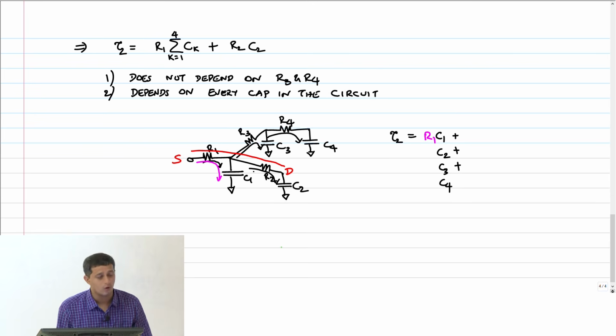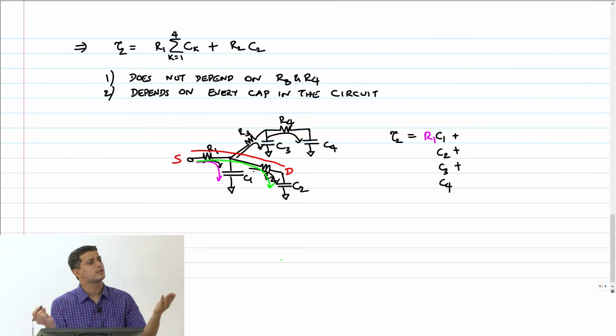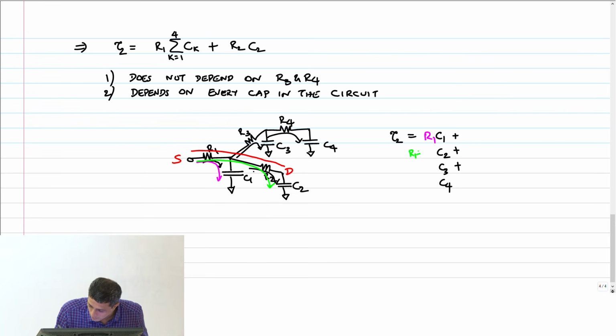Now, I am going to go to node 2, capacitor 2. So, I go from source to node 2 like this. And what are the resistances in the path? R1 plus R2.